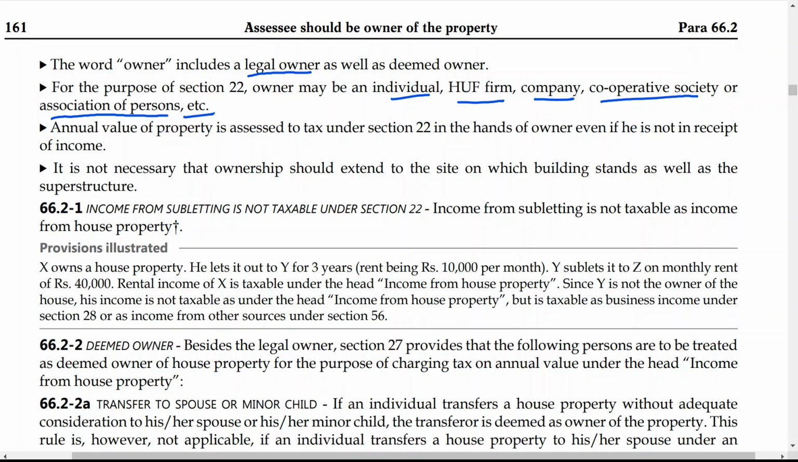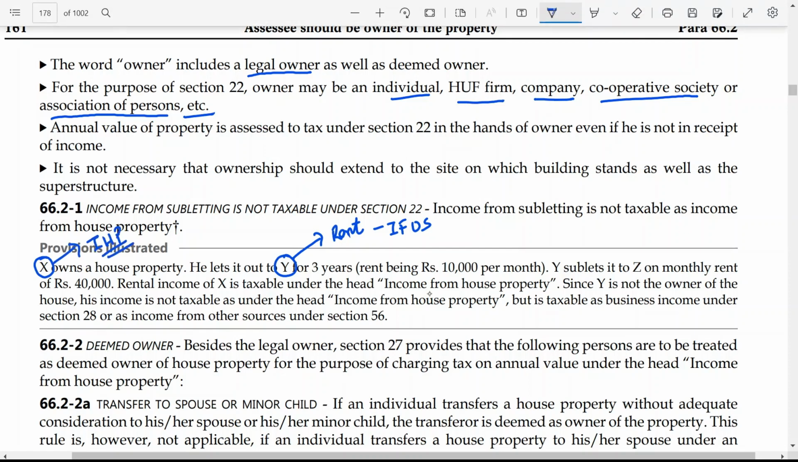Now X has given property to Y and Y sublet it to Z on a monthly rent of rupees 40,000. Now rental income of X is taxable under the head income from house property, because X is the owner of the property. Y is not the owner of the property. So whatever rent Y is getting, it is taxable under the head income from other sources. But whatever rent Mr. X is getting, it is taxable as income from house property. That you have to understand.